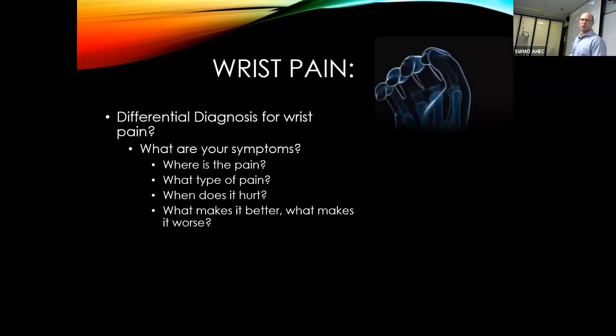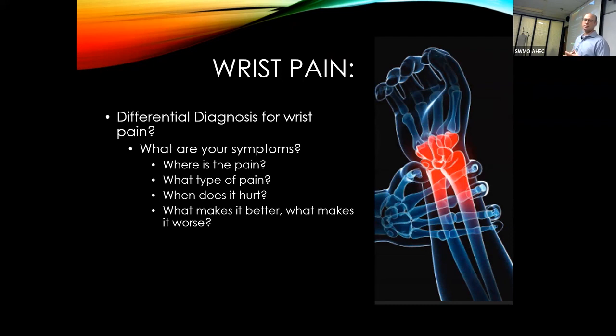So, differential diagnosis for wrist pain. How do you get the differential diagnosis? You got to ask questions first, right? So you got to ask the typical questions. Where's your pain? Is very, very crucial. That's the first question I ask. Where is the pain? What is it like? What makes it better? What makes it worse? Because that starts to formulate your differential diagnosis.